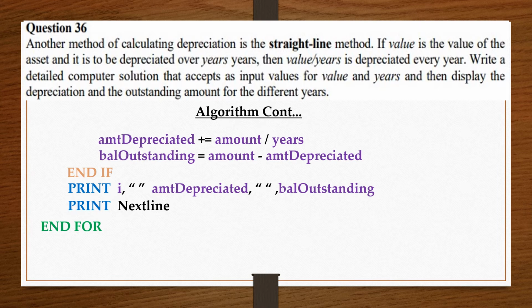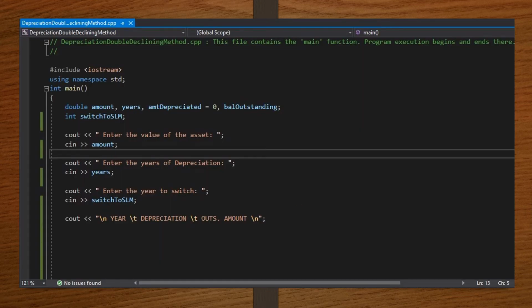Let's convert this to code in C++. So in the int main function, I declared my doubles and then my integer. And then I initialize amount depreciated to be 0. Then I ask the user to input the values for amount, that is the value of the asset, the years of depreciation, and when to switch.